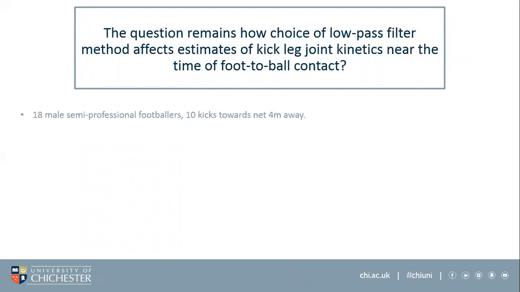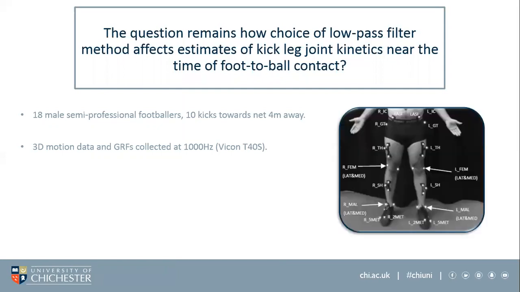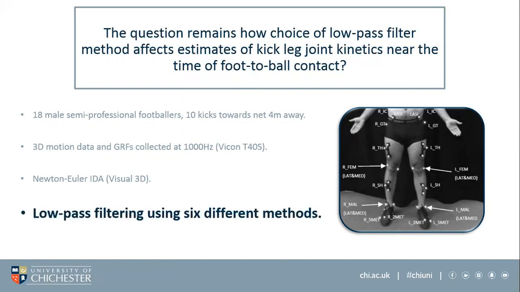So, we had 18 footballers perform instep kicks for maximal speed and accuracy. 3D motion data and ground reaction forces were collected from kicking foot takeoff to the end of the follow through. A lower limb marker set enabled production of a 3D model, and joint kinetics were derived using standard inverse dynamics. The filter conditions were chosen either to represent common methods used in ball kicking literature or a novel fractional Fourier method, which we recently showed to enhance measurement of lower leg accelerations during instep kicking.